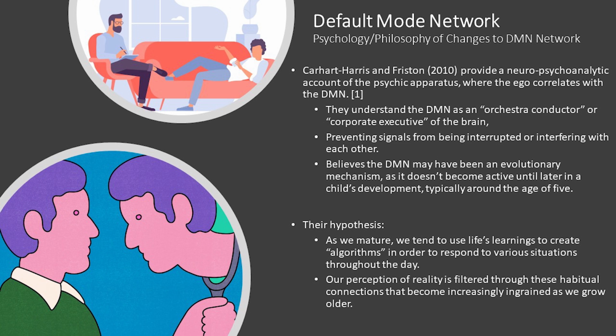Their hypothesis was that as we mature, we tend to use life's learnings to create algorithms in order to respond to various situations throughout the day. And so our perception of reality is filtered through these habitual connections that become increasingly ingrained as we grow older.